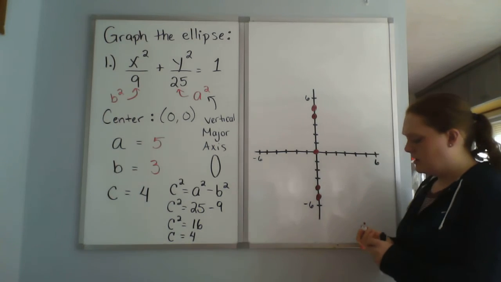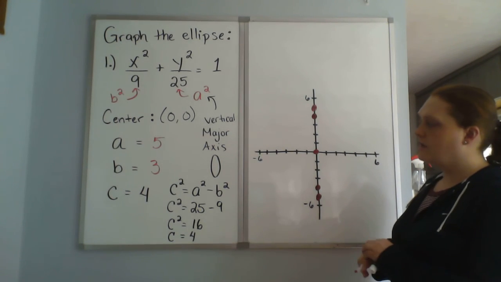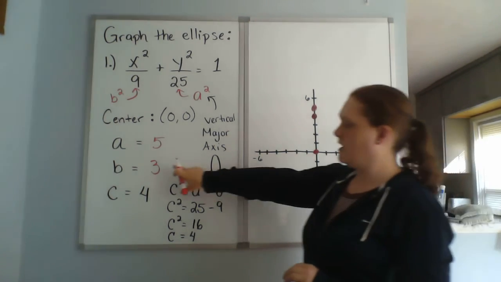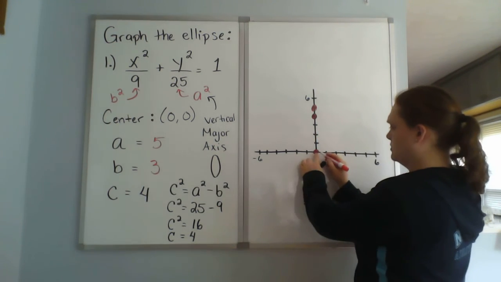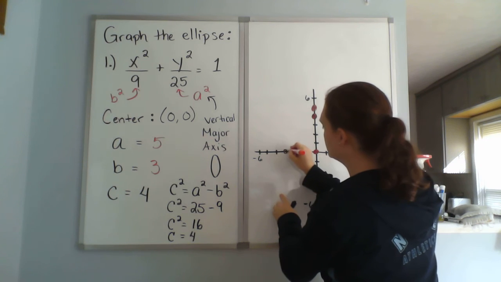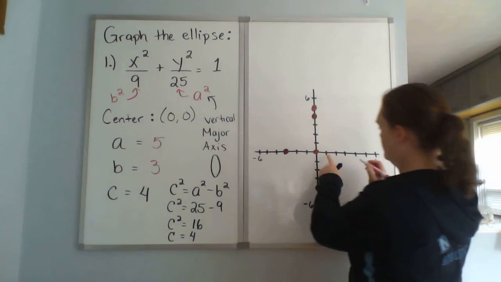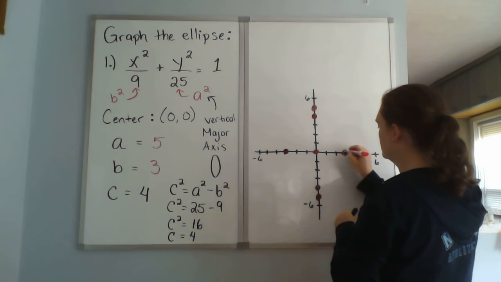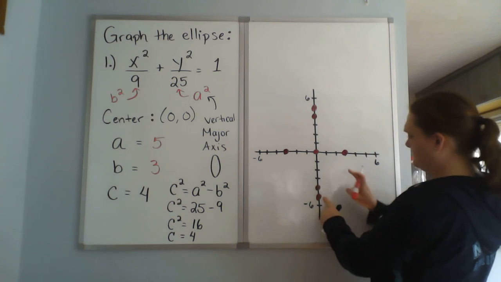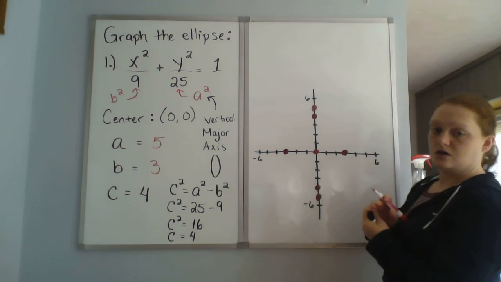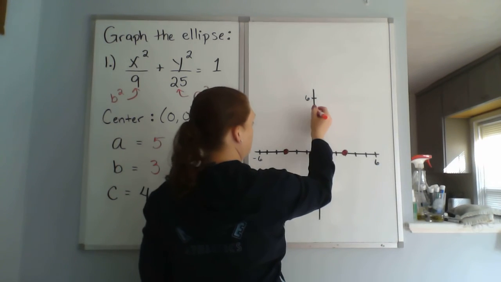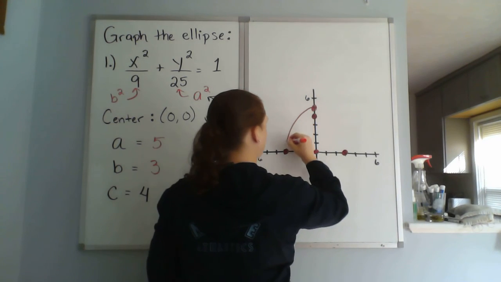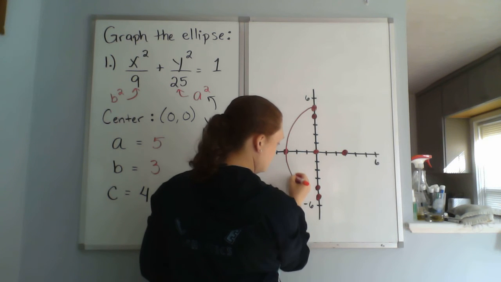And then from there we need our minor axis points. The minor axis is 3 units in either direction. So we're going to go 3 units to the left and 3 units to the right. And these 4 outermost points are the vertices of our ellipse. So I need to have an ellipse going through all of these.